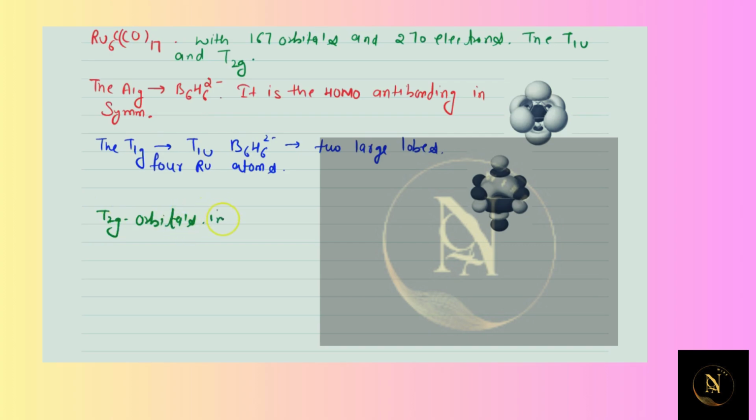in B6H6 2-. But some of the distinctive features of d orbital should also be observable in the ruthenium cluster. For example, the given orbital interactions are this for this statement.